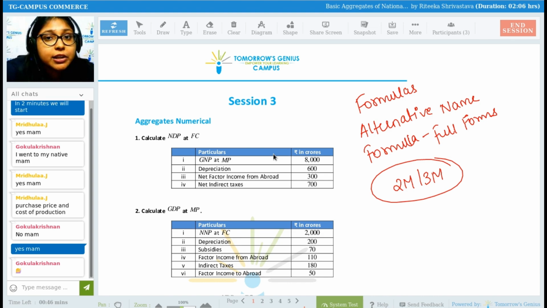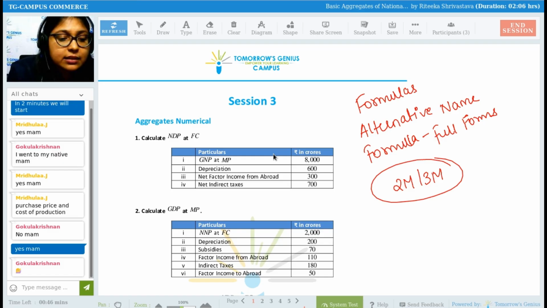These aggregates are very important to solve methods also. When we start methods of national income, there also you should know these aggregates, because there also you have to do the conversion of aggregates. Conversion of aggregates is the most important part of the chapter national income, which you cannot avoid. You should know this. It is the basic. Fine.